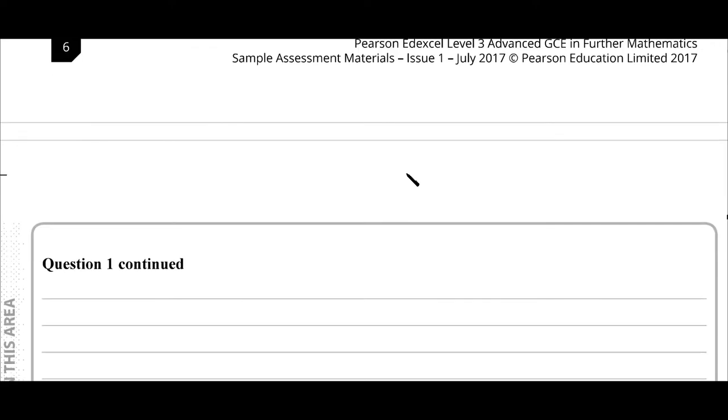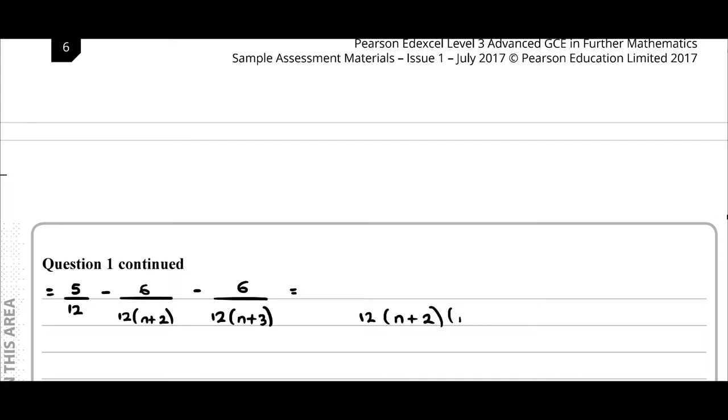So with that being said, we have 5 over 12 minus 6 over 12 lots of n plus 2, which is the same as 1 over 2 lots of n plus 2. And then we subtract off 6 over 12 lots of n plus 3. And combining these fractions, as a common denominator, we have 12 lots of n plus 2 lots of n plus 3. We have 5 lots of n plus 2 lots of n plus 3 minus 6 lots of n plus 3 minus 6 lots of n plus 2.